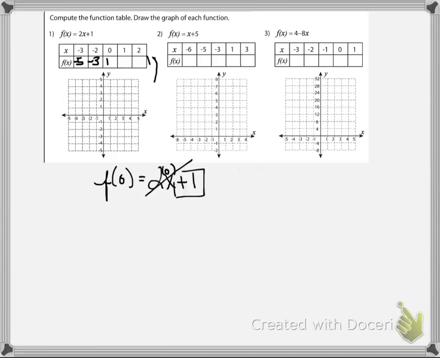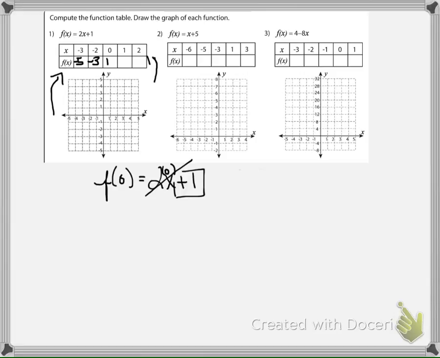Now, function tables are really kind of cool if you think about them. They always have some kind of a pattern going on. Sometimes you can recognize the pattern and sometimes you can't. It's always interesting to see if you can actually find a pattern. If you can't, you don't need to worry about it because you can just go ahead and do the math. But it's always a cool thing to try to look for.